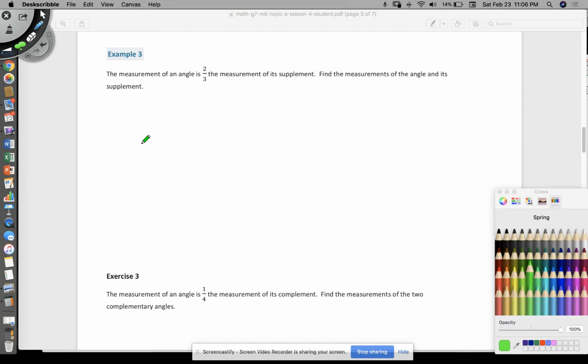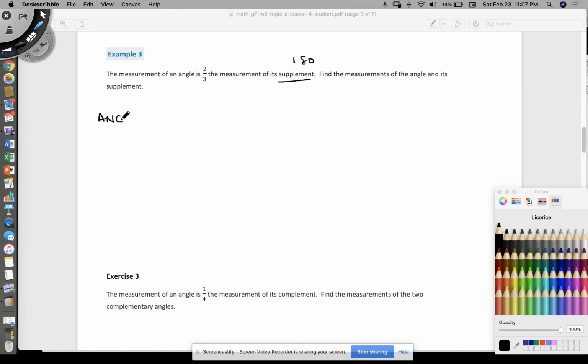Example 3. The measurement of an angle is 2/3 the measurement of its supplement. Well, we have a vocab word there, supplement, being 180. Find the measure of the angle and its supplement. I'm going to draw a picture for this one because I have some visual learners out there who need to see things with visuals, especially if we're dealing with fractions. A fractional measurement of an angle can be very hard to see without a picture. So let's break this up.